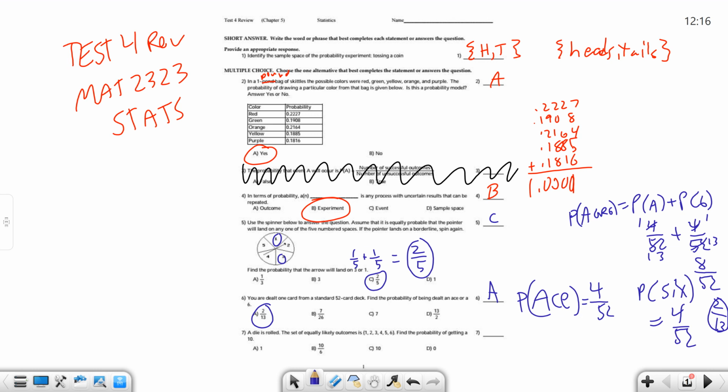A die is rolled. 1 through 6 is equally likely outcomes. Find the probability of getting a 10. Find the probability when you roll a die of getting a 10. Well, that ain't happening. It's impossible. Why is it impossible? Because you can only get 1, 2, 3, 4, 5, or 6. You can't get any other number. So 10 is impossible. All right.